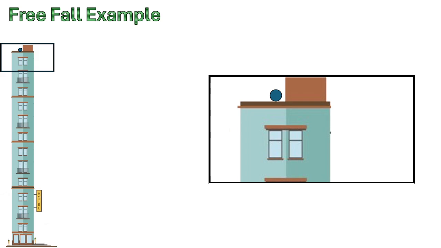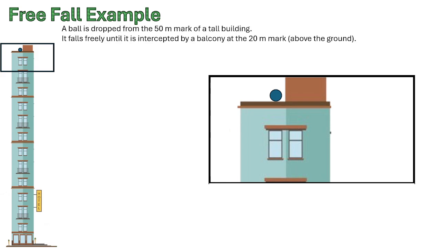This is the example video for free fall and projectile motion. So we have this figure. A ball is dropped from a 50-meter mark of a tall building. It falls freely until it is intercepted by a balcony at the 20-meter mark above the ground. So the situation is like this.